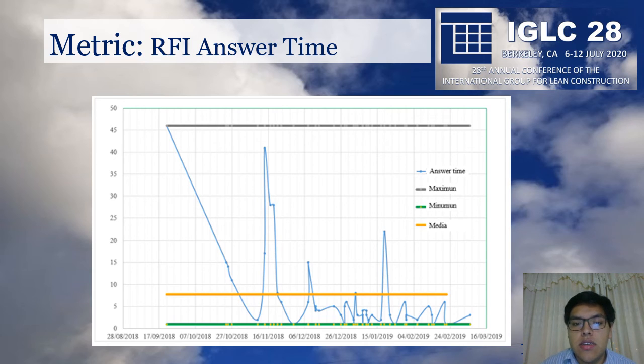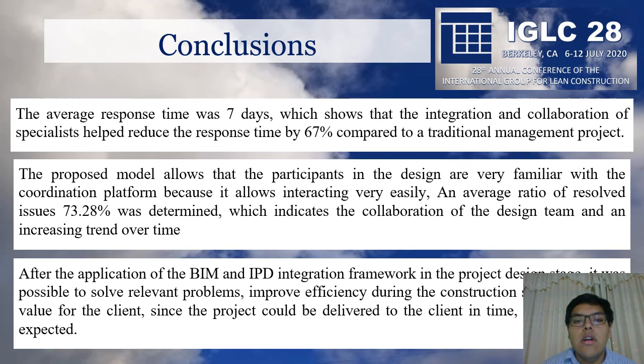And the other thing was the latency of RFIs. As the project developed, as the building of the project progressed, we can see a tendency to decrease the latency, with a minimum of 1 day, which is better compared with other projects. And finally, we can conclude that the average response time was 7 days, which shows the integration and collaboration of the specialties compared to traditional project management.